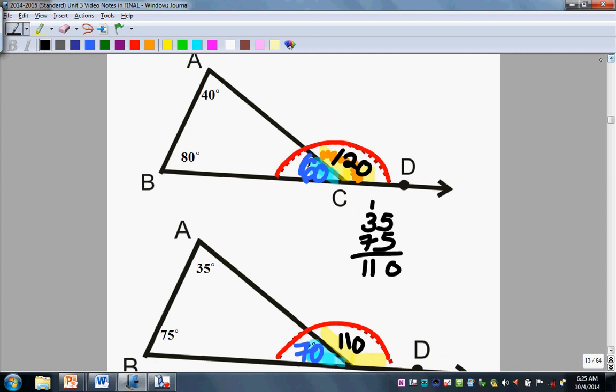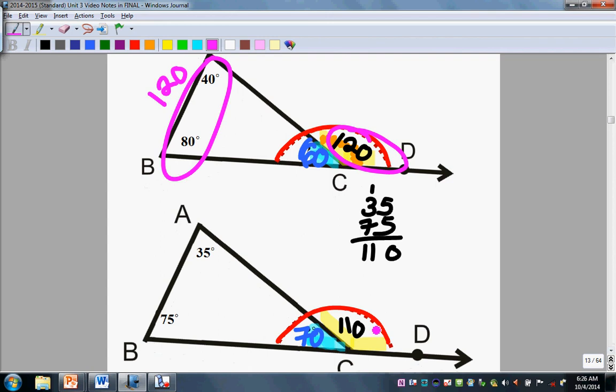Now notice a pattern here. Take a look at this pattern. This angle that you found on the outside is the same as these two angles that are far away on the inside. Did you notice that pattern? That is true of all triangles. That's called an exterior angle. These are called the remote interior angles. Remote meaning far away. That's a pattern that's true of all triangles.